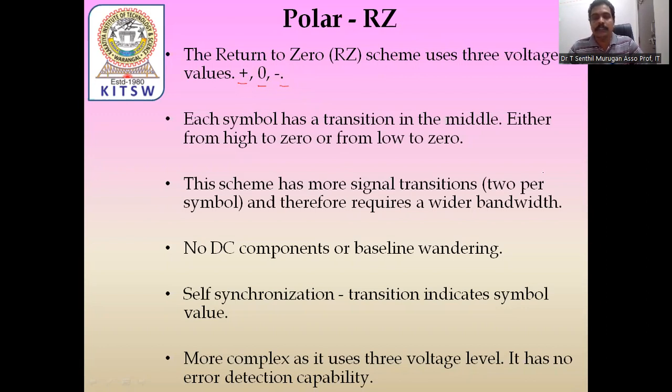Each symbol has a transition in the middle. How does it happen? Either from high to zero or from low to zero. Return to zero means if this is the zero line, it goes either from negative to zero or from positive to zero. This is the return to zero scheme. The scheme has more signal transitions, two per symbol, and therefore requires a wider bandwidth. There is no DC component or baseline wandering, and self-synchronization is there. But it is more complex to understand because we are using three voltage levels. It has no error detection capacity.